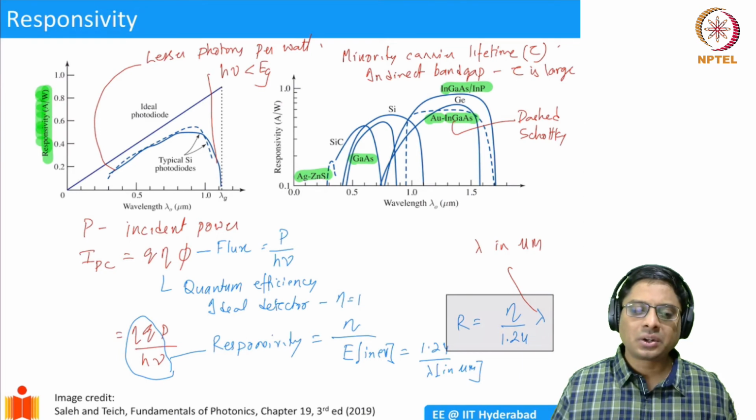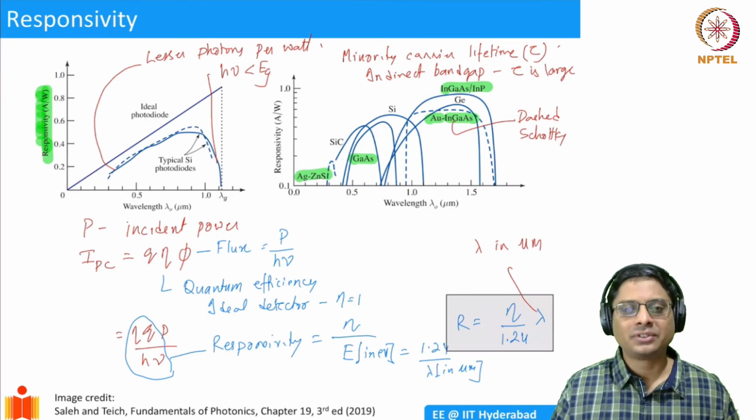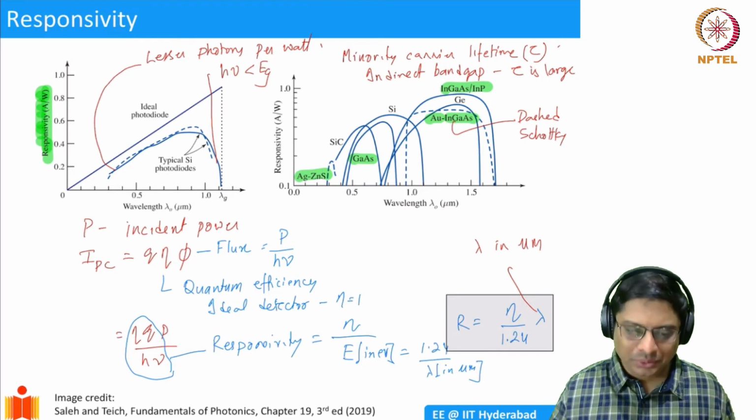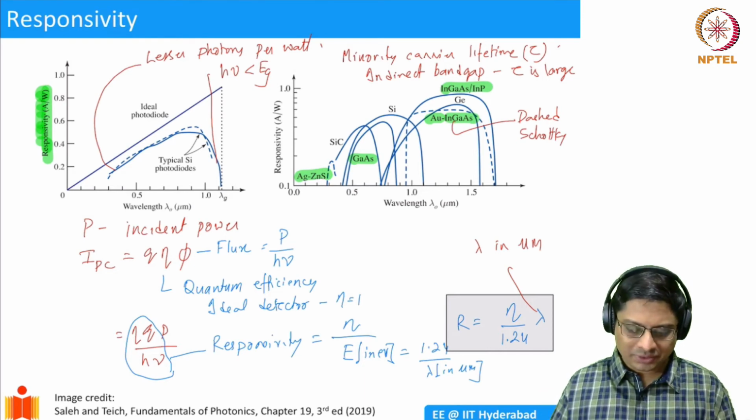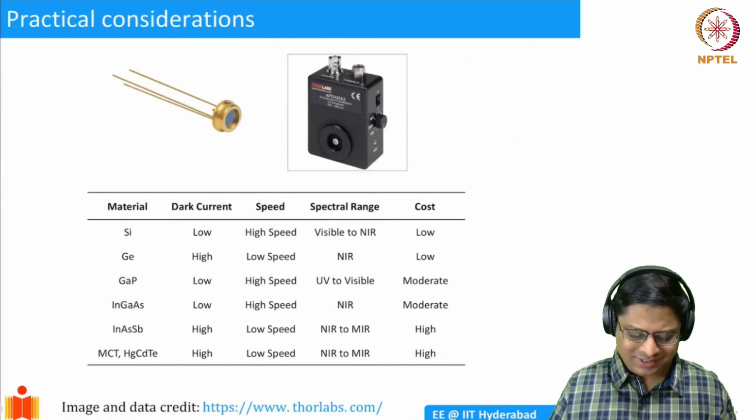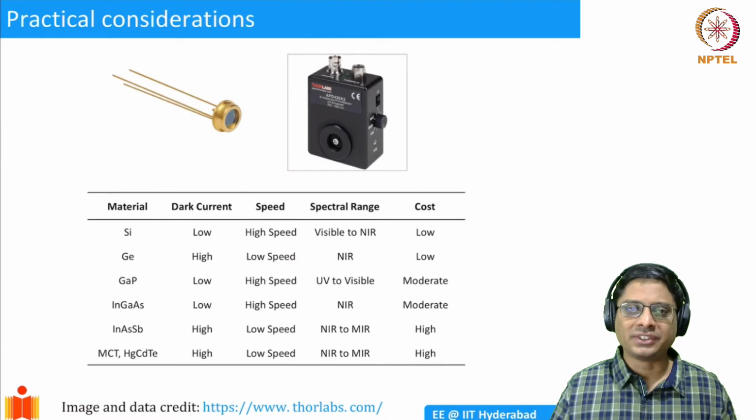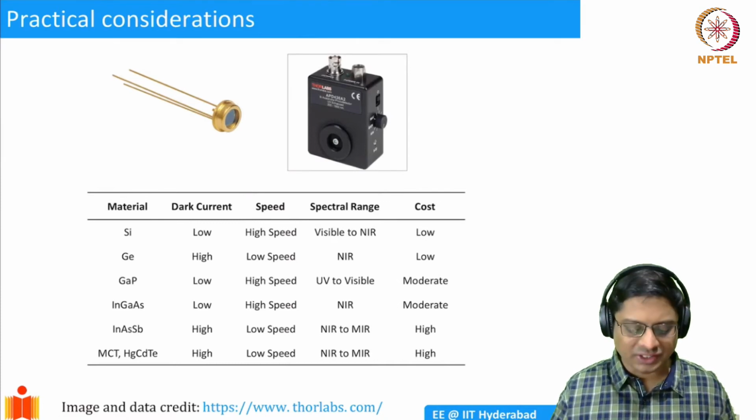So there are a whole lot of materials that are available for us to choose from. And how do we choose which photodetector to use? Well, it depends on a few parameters. This is just a short summary. It's by no means exhaustive. There are many more parameters that need to be considered, but for the purposes of an introductory course, I thought I'd just mention these.